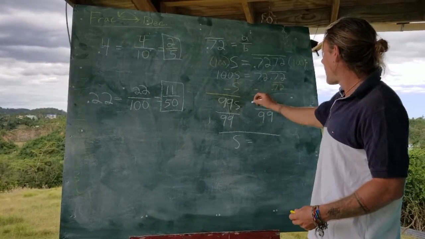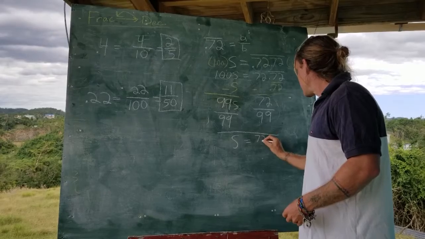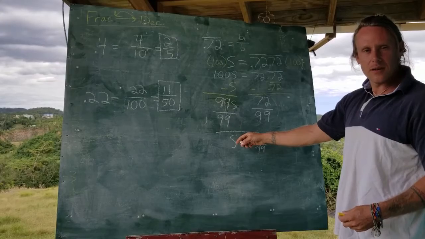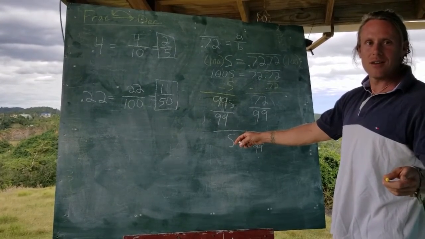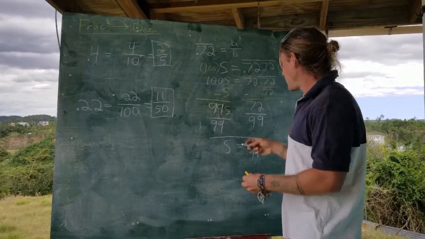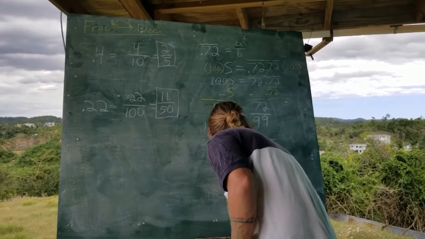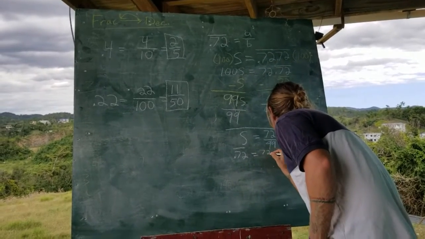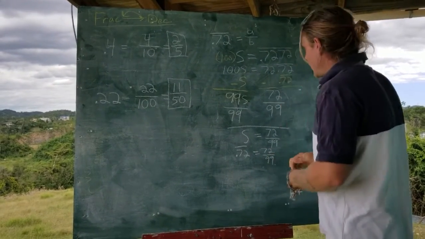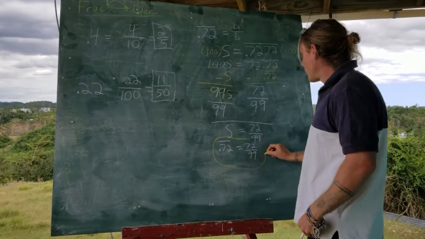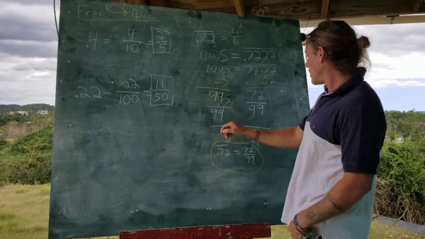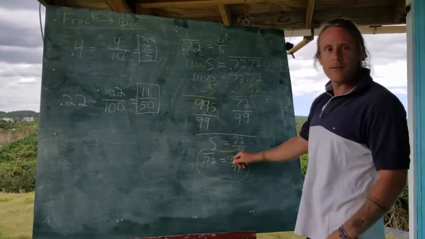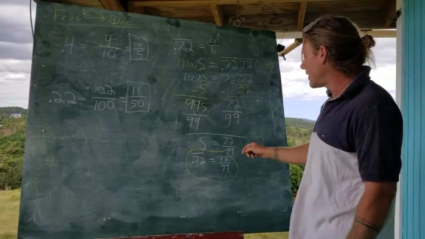What do we have? This looks like a rational number to me. So S is equal to 72 over 99. Now, what was S? Another way to say S, one more time: 0.72 repeated. So we're just going to substitute that in. 0.72 repeated equals 72 over 99. Look what we have. Exactly what we're going for. We converted a decimal to a fraction, the rational number 72 over 99.